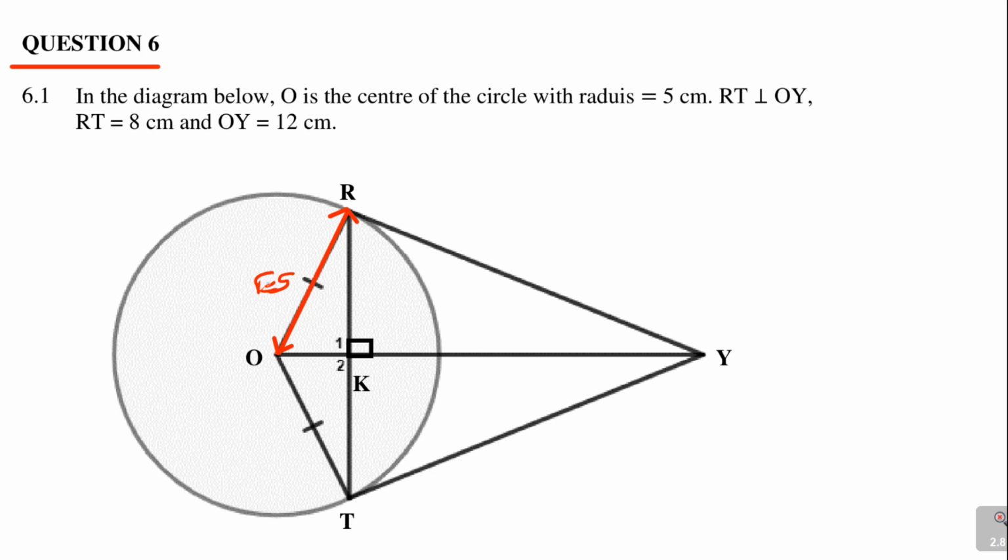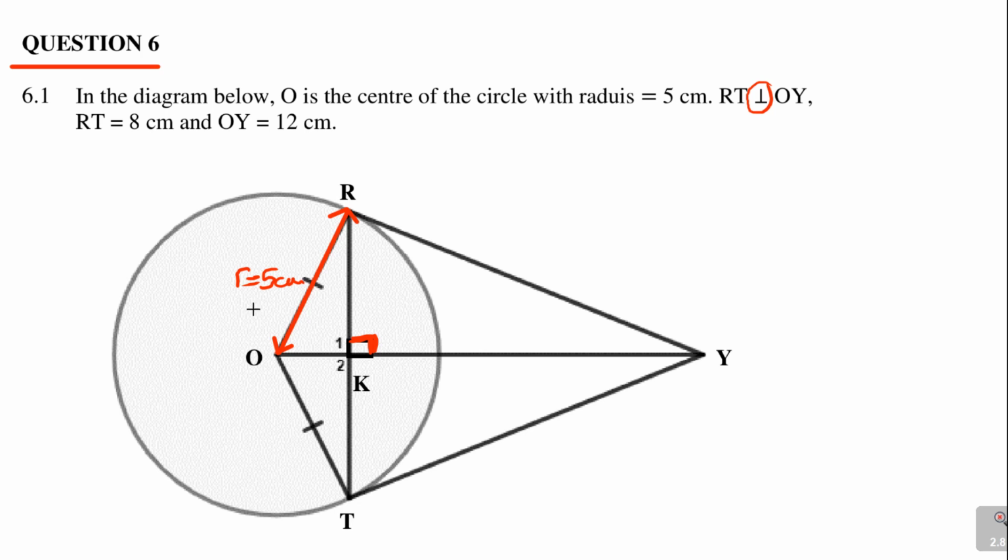Okay, that radius there is not clear. Let's make it clear to say the radius is equal to 5 centimeters. And then RT is perpendicular. That sign means perpendicular to OY. I can see RT is perpendicular, that's why they put that 90 degrees. You see that? That's what it means. And RT is 8 centimeters, and OY is 12 centimeters.